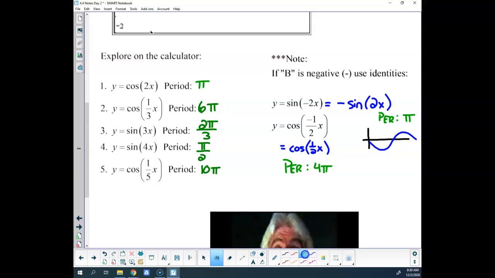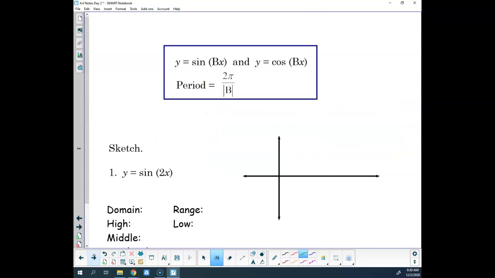Now, you may be asking yourself, how can Linz come up with these periods so quickly? Well, if you notice with all of these, there's a pattern. You might not see it right away, but you'll see it right now. The period is found, and you should definitely write this down, by taking 2 pi and dividing it by b. So the period is 2 pi over b. The period is 2 pi divided by b.